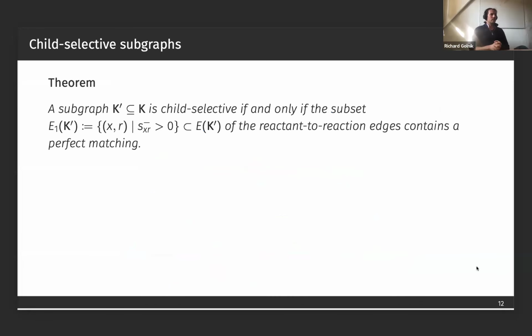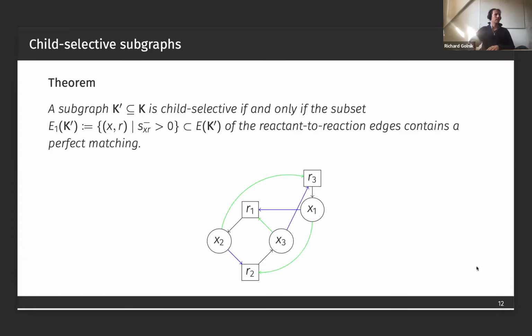And there is a nice characterization in graph theoretical terms of child selectiveness. A subgraph is child selective if and only if the subset of the reactant-to-reaction edges contains a perfect matching, so whenever I can uniquely identify metabolite vertices with reaction vertices. And of course, there is a one-to-one correspondence between perfect matchings and child selections. Here you can see two of them. The green one is one, but there is also another one, which is the blue one.